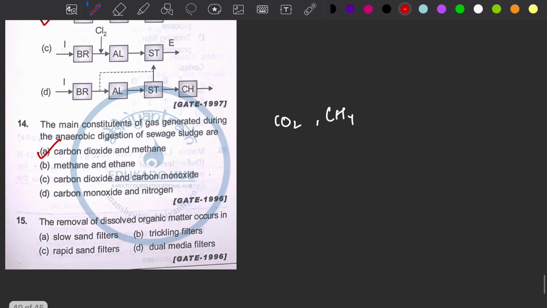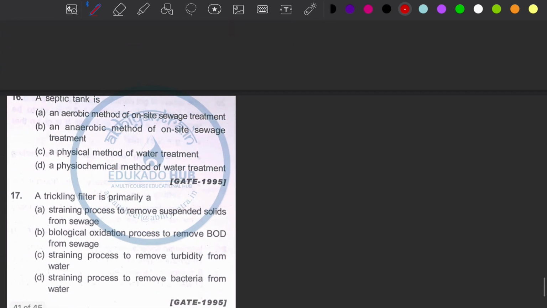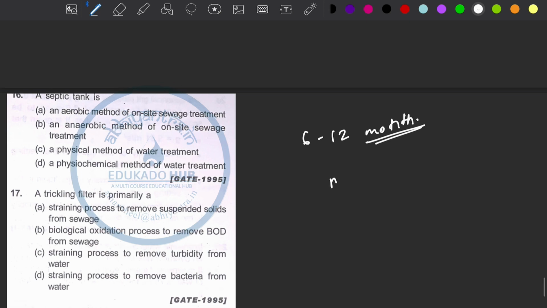Next is 15. The removal of dissolved organic matter occurs in trickling filters, as we have already discussed. Now question 16. A septic tank is. So see, what is a septic tank? In a septic tank, the settled sewage is allowed to remain in the tank for 6 to 12 months, almost a year, during which it is digested anaerobically. There is no sunlight, so it is digested anaerobically, and it doesn't require any other treatment process and is an on-site sewage treatment.